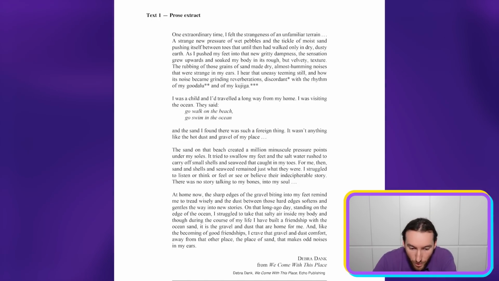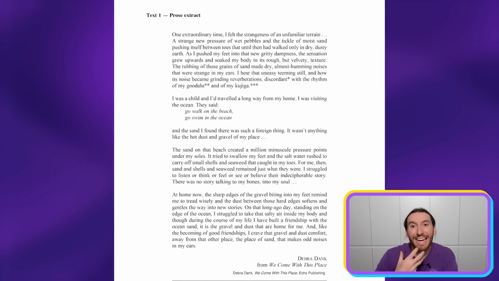And the salt water rushed to carry off small shells and seaweed that caught in my toes. For me then, sand and shells and seaweed remained just what they were. So there was no transformation in them. They were just what they were. They didn't connect. This is that disconnection. So I think I'm going to use that.